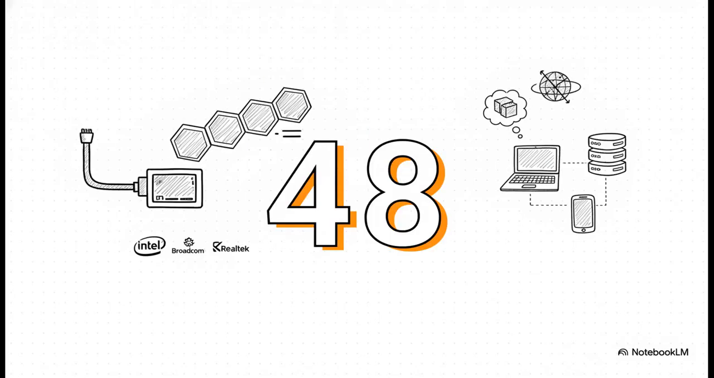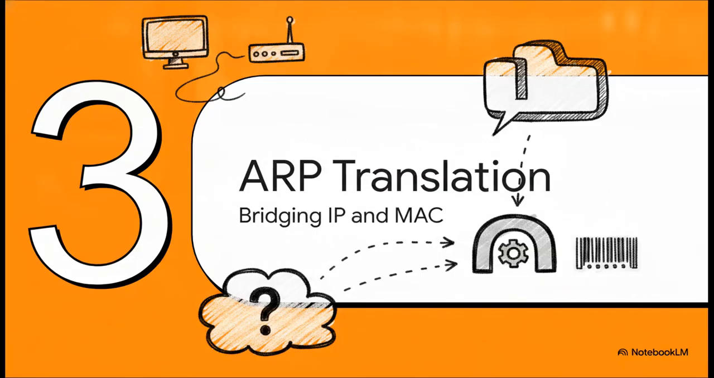To put that into perspective, that hexadecimal string represents exactly 48 bits of data, and those 48 bits are highly structured. Hardware manufacturers, companies like Intel, Broadcom, or Realtek, assign these addresses right at the factory. The first half of that 48-bit address identifies the specific manufacturer, and the second half uniquely identifies your exact device. They do this to guarantee global uniqueness, ensuring no two devices will ever have a communication conflict on the same local network.